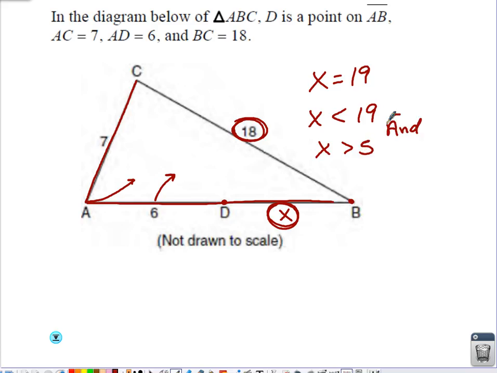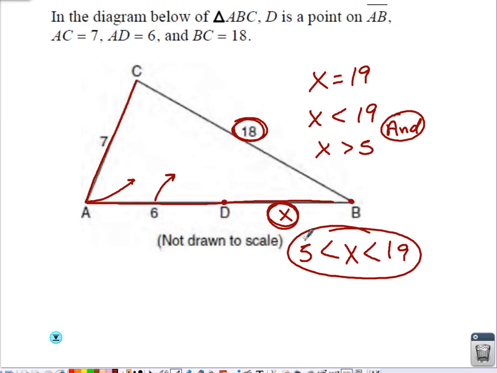So x has to be less than 19, and it also needs to be larger than 5. Let's write it like this. X needs to be larger than 5. I just wrote it backwards. And x needs to be smaller than 19. So your missing length right there needs to be between 5 and 19.